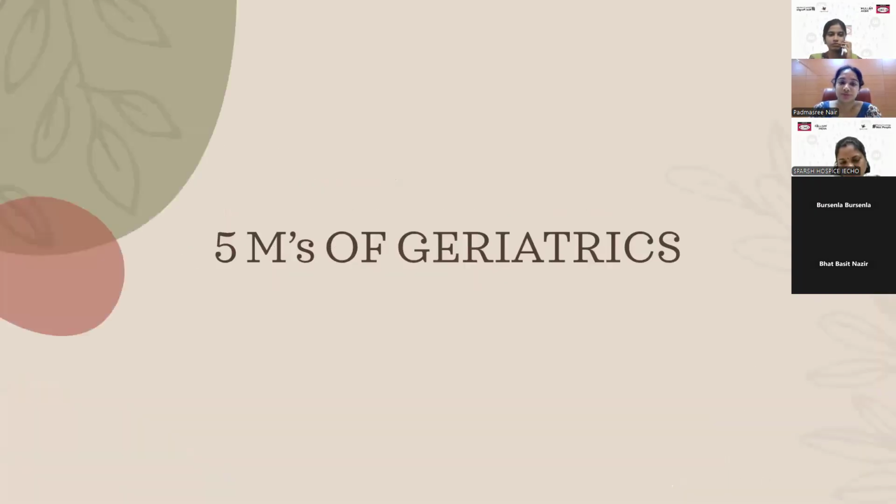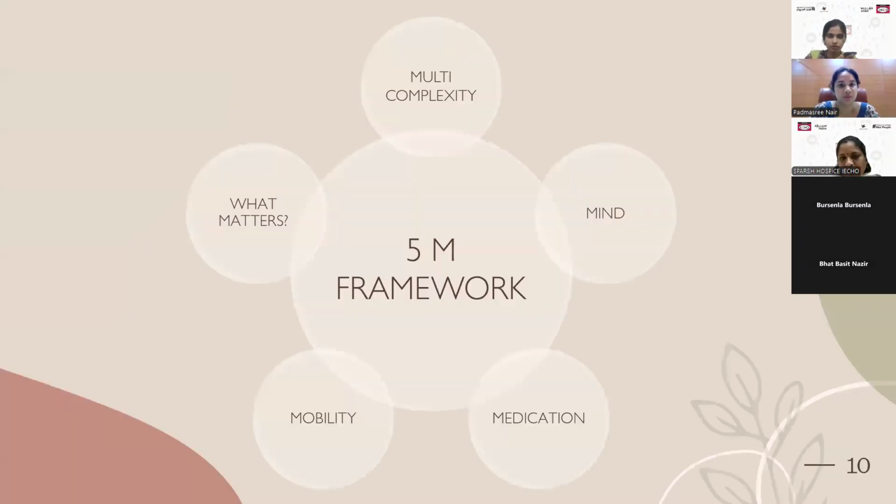So with this, we come to the 5M framework of the field of geriatrics. What this framework does is it helps us to make decisions for each patient based on the 5Ms. So when we talk about the 5Ms, we have one, which is multi-complexity. Second is the state of mind. Third is the medications that he or she is on. Fourth is the mobility of the patient. And fifth is what matters to the patient.